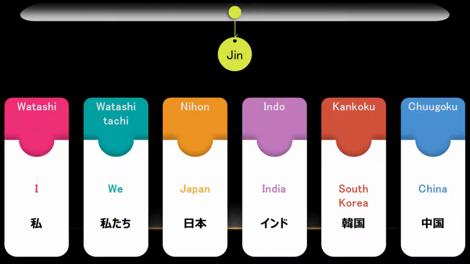As you all know, the word for Japan is Nihon. Accordingly, Nihonjin stands for a Japanese person. For an Indian, you have to add the word jin to Indo, it will become Indojin. For South Korean, it will become Kankokujin. And for Chinese, it will become Chugokujin.